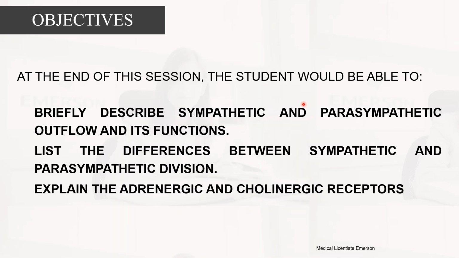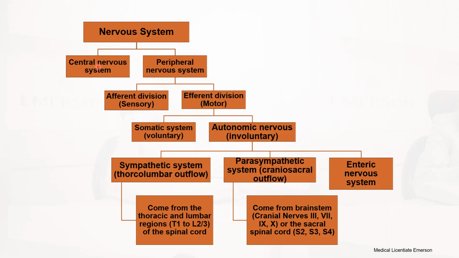So our objectives for today is that at the end of this, you are supposed to briefly describe sympathetic and parasympathetic outflow and its function. You're also supposed to list the differences between the sympathetic and the parasympathetic divisions. Then you're also supposed to explain the adrenergic and cholinergic receptors. Okay, so those are some of the things you have to know.